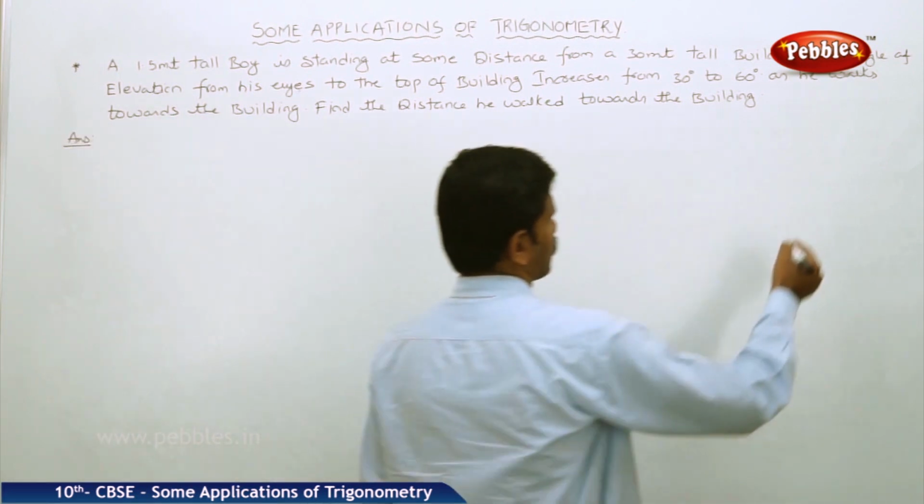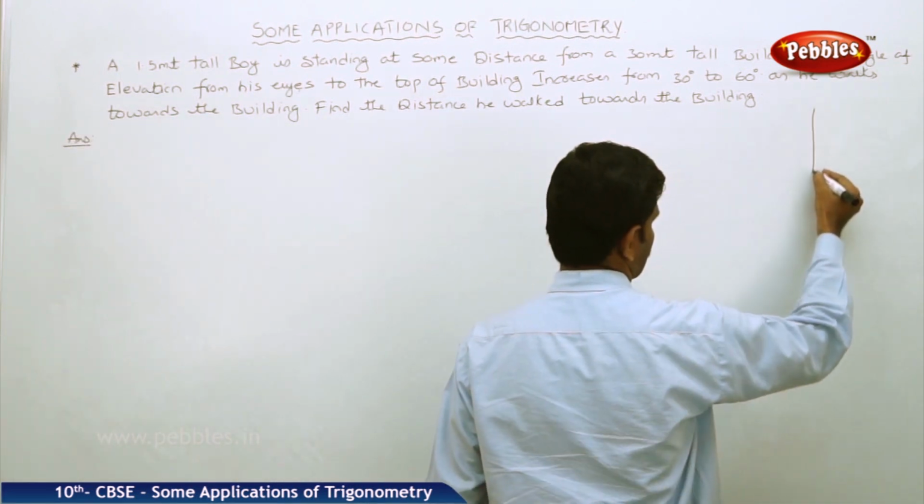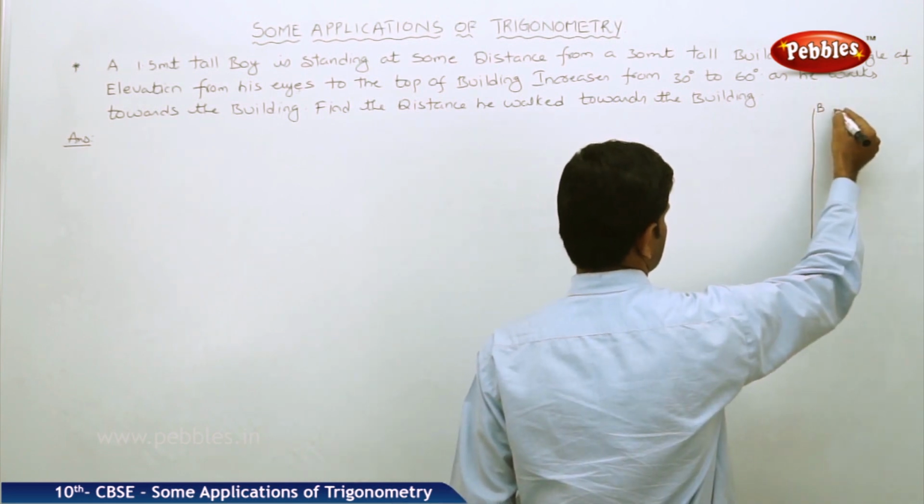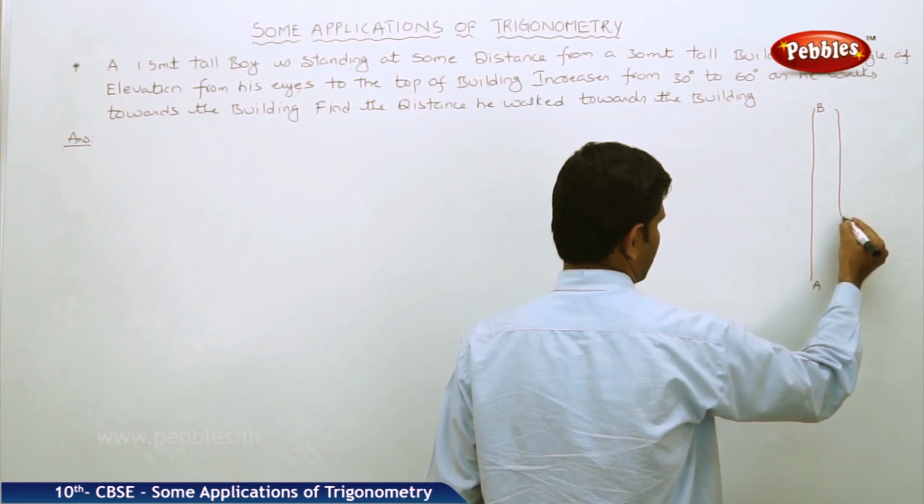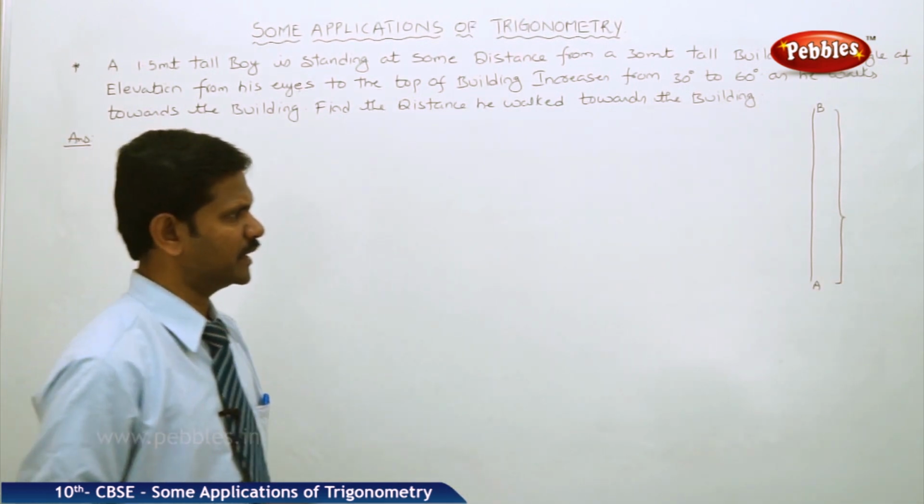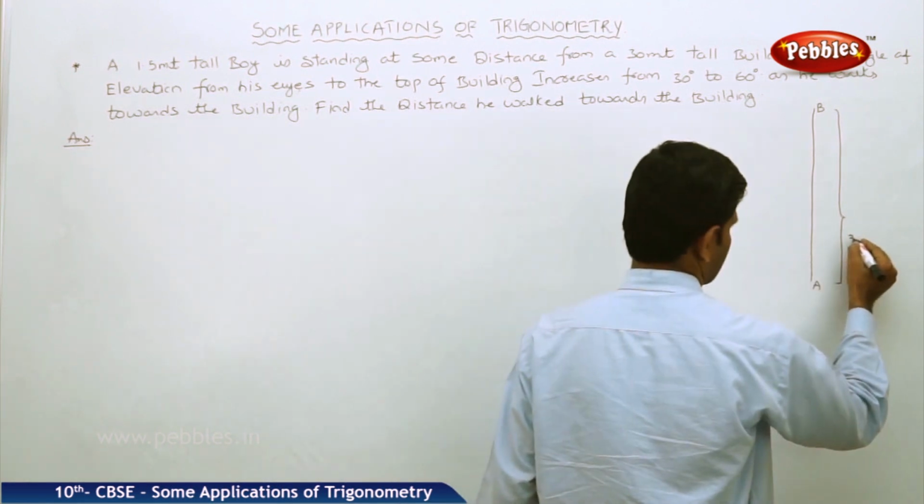That is, let AB be the height of the building. Let AB be the height of the building, that is 30 meters.